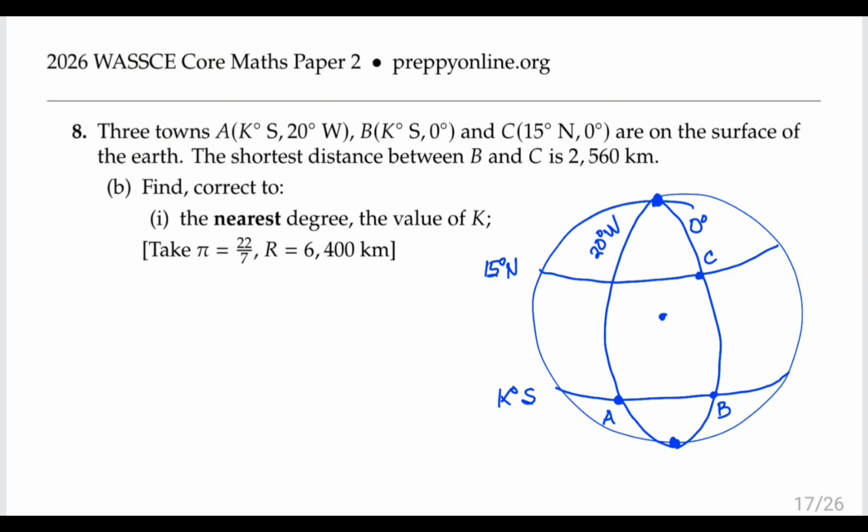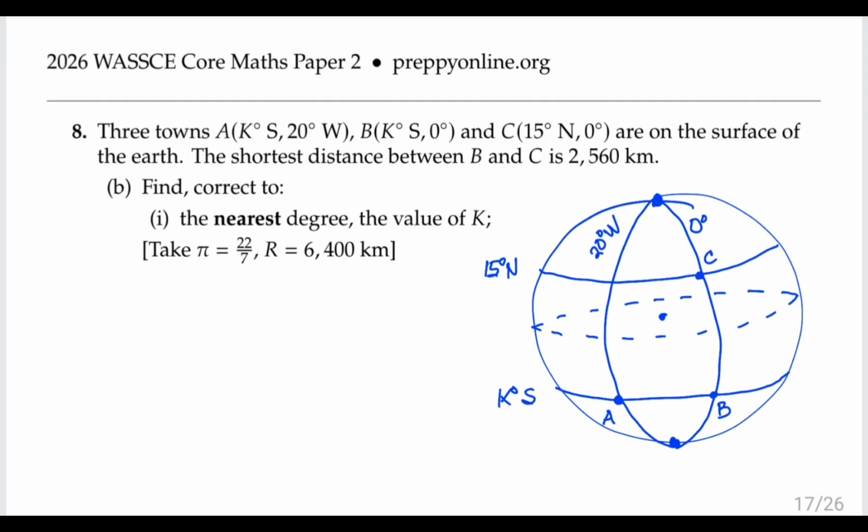Remember that we are told, so let's draw an imaginary line for the equator. So the equator is the latitude that divides the earth into two from top to bottom.